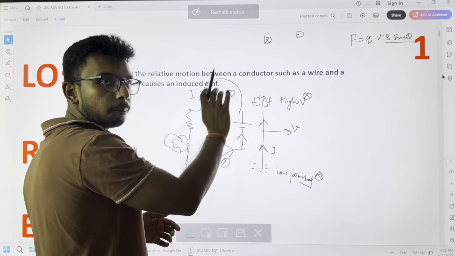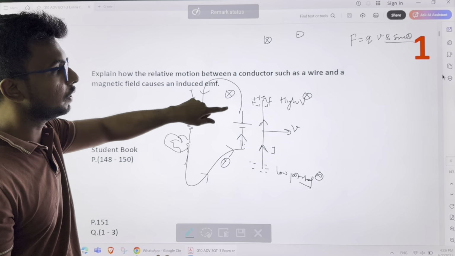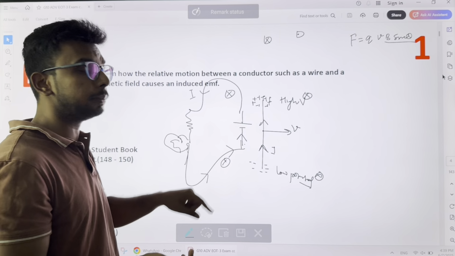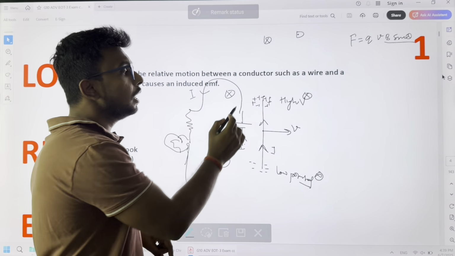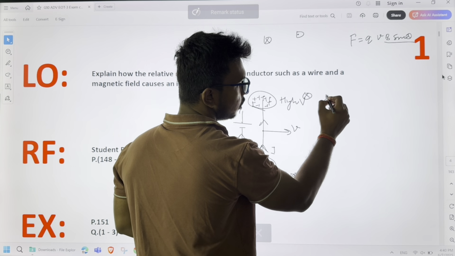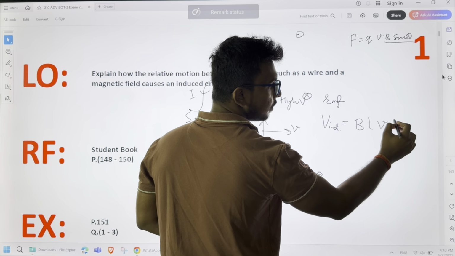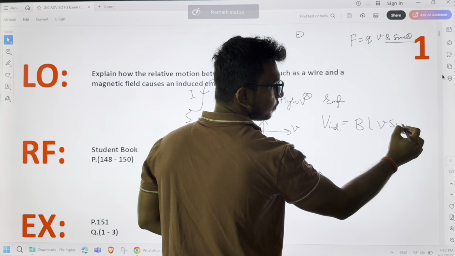But if I join it with a proper complete circuit, in that case, this will be the direction of current, which is going from the positive terminal to the negative terminal. This basically behaves like a battery. This rod behaves like a battery. This is what the induced EMF is, or V induced. Actually, it is EMF. V induced is given by BLV sine theta. B is the magnetic field, L is the length of the wire, V is the velocity, and theta is the angle between the velocity and the magnetic field, or basically the length here.